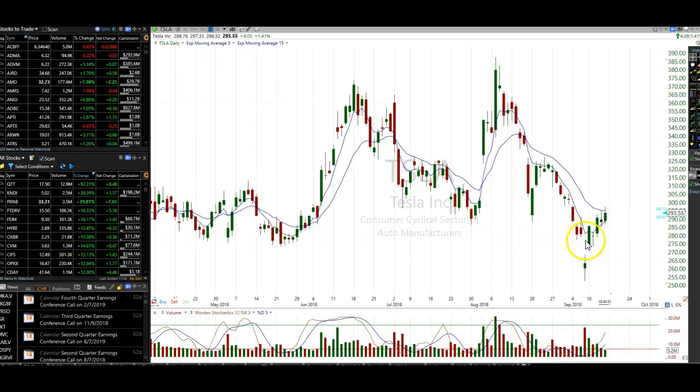And I wouldn't be surprised if this is the turnaround for Tesla, if they can get rid of Musk, or at least stop him from smoking dope on TV.